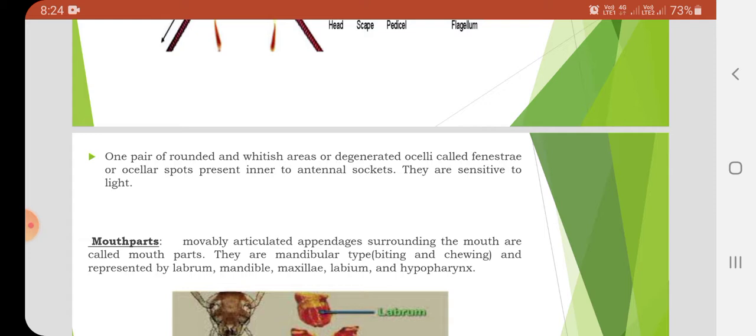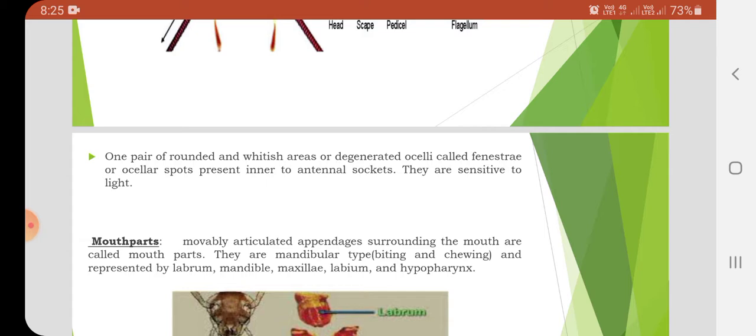There is one pair of rounded, whitish areas of degenerated ocelli called fenestrae, also called simple eyes, present inner to the antennal socket. These are sensitive to light.